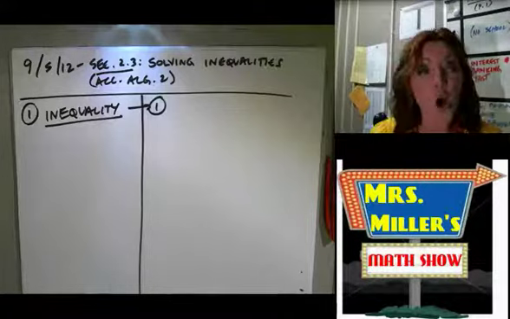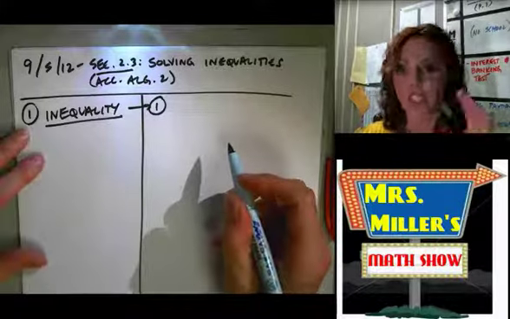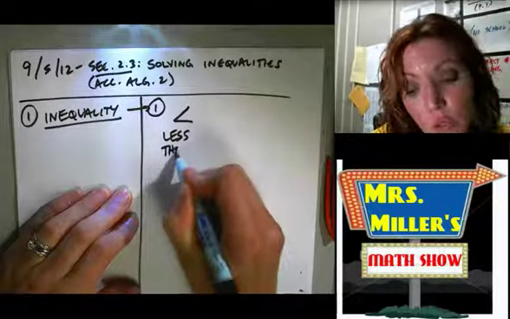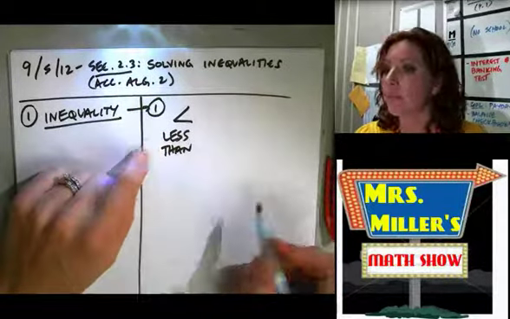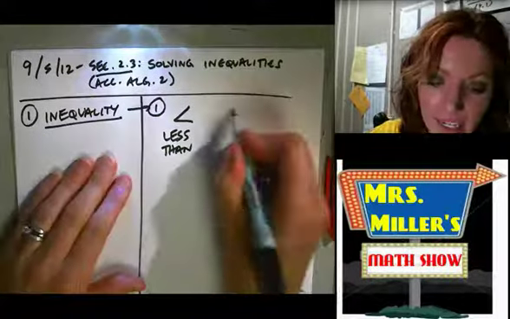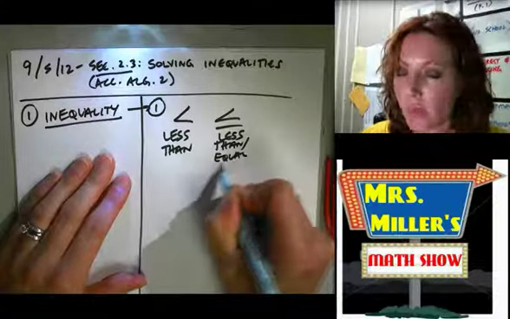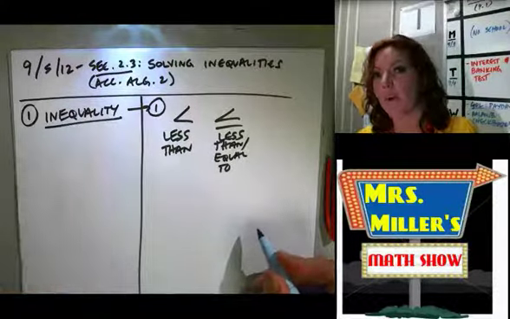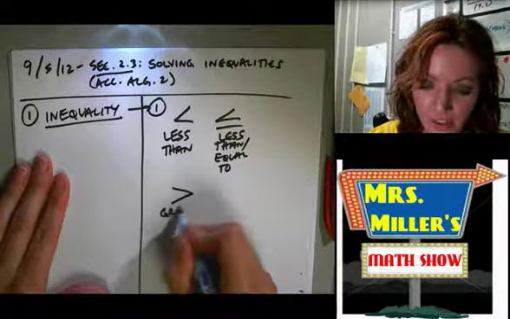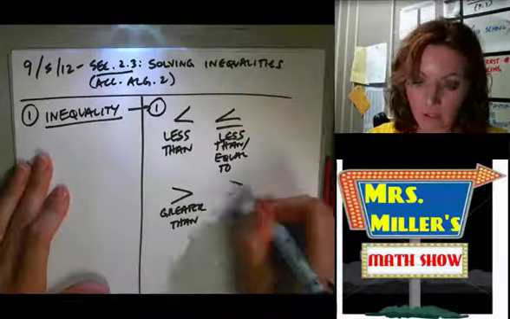That's good. Okay, so can somebody tell me what one of the symbols is? Kendra. That would be less than. Again, this is assuming that the variable is on the left. What's another one? Ashley. That is less than or equal to. Okay, what's another one? Marcy, go ahead. Greater than. Okay, Lydia, do you have another one? Greater than or equal to.